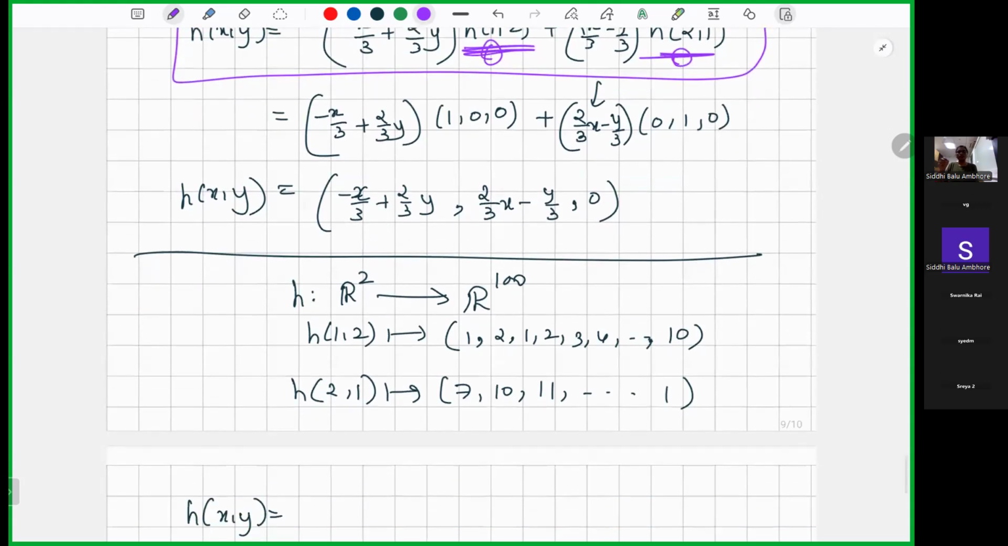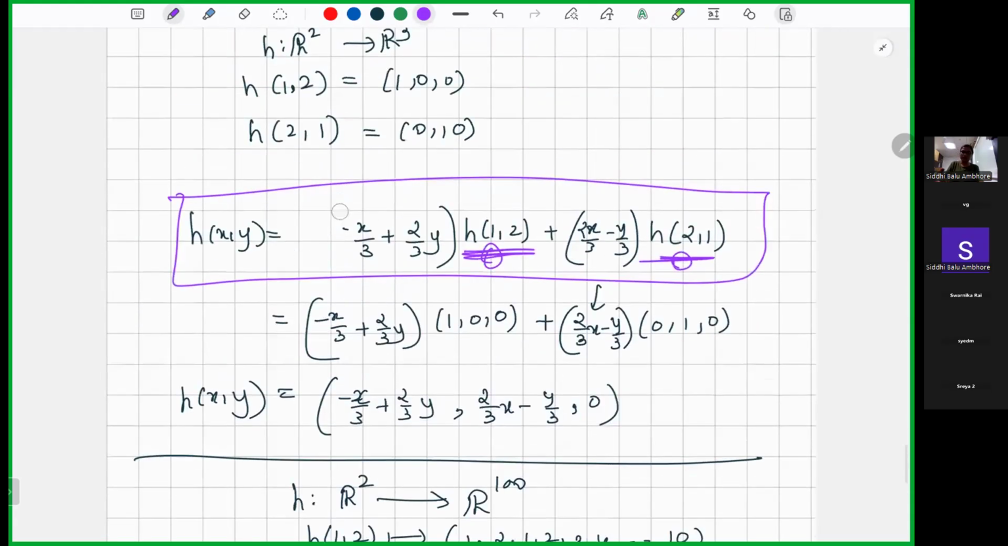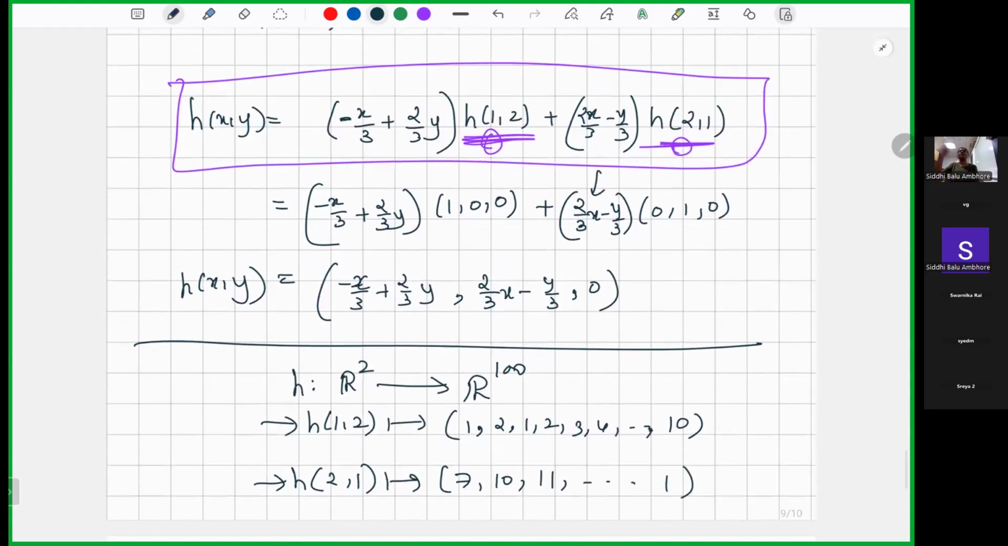So for any x, y we can get a value, no? Yes. For any x, y you can get a value once we have the function. The moment I fix the value of h of 1, 2 and h of 2, 1 here, the moment I fix the value, h is defined for everything. That's the power of a basis.